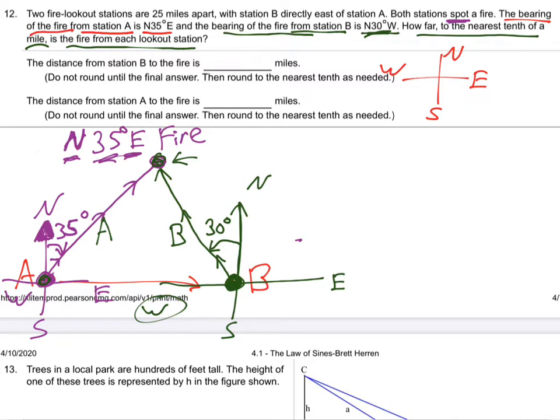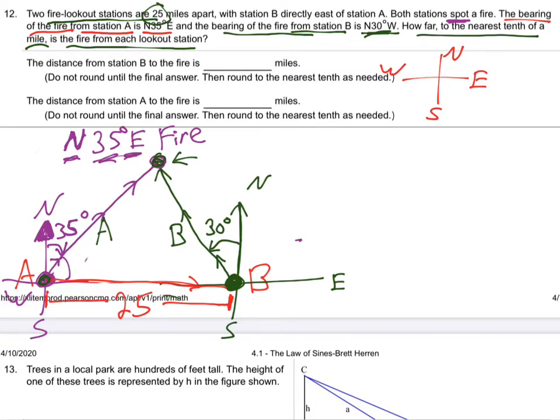Oh, I forgot one important fact. The two fire lookout stations are 25 miles apart. So that means down here, this is 25 from here to here. The two lookout stations are 25 miles apart. So now I've got one of the sides of the triangle, so I can start to figure things out. The issue, though, is I've got to get some of the angles inside the triangle. I've got to find, like, this angle. Well, it's 90 minus 35, isn't it?